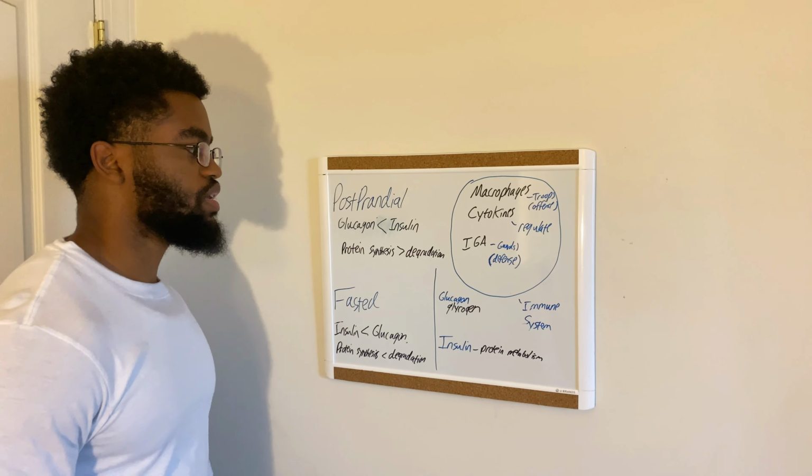Tell the other cells what to do when a foreign invader comes in. Then you have your macrophages, which are your troops. Think of them as like your Marine Corps, right? We're sending them to go handle business when that foreign invader comes in. And then you have immunoglobulin A, or IgA. Think of them as lookouts, the guards, and also your primary defense when they first come in.